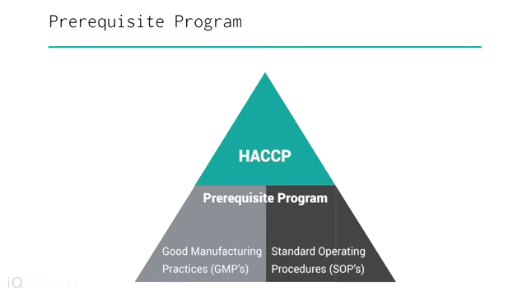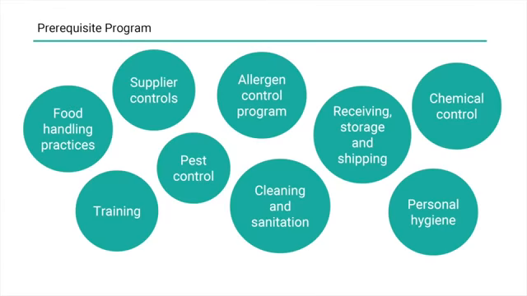The HACCP system must be built upon a solid foundation of prerequisite programs such as good manufacturing practices, GMPs, and standard operating procedures. They provide the basic environmental and operating conditions that are necessary for the production of safe, wholesome food. These are some examples for GMPs and SOPs. All prerequisite programs should be documented and regularly audited.